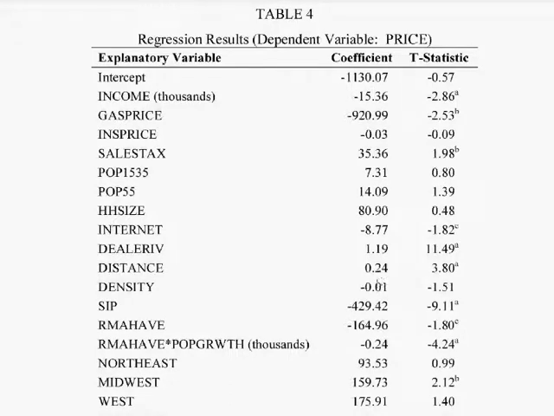If all of these variables were 0, it's just a placeholder, but the car would cost minus $1,130. We don't take that seriously. Income is the average income of people in an area, goes up by $1,000, then the price of a Honda Accord goes down by $15.